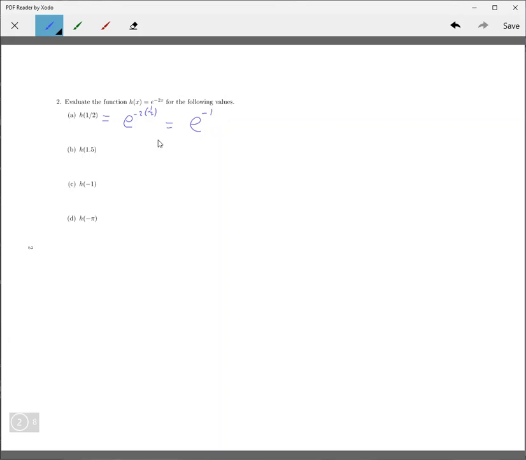Okay, and we're going to evaluate that in a minute. h of 1.5 would be e to the negative 2 times 1.5. What's 2 times 1.5? It's 3. So e to the negative 3. And then h of negative 1 would be e to the negative 2 times negative 1, that would be e to the positive 2. And h of negative pi would be e to the negative 2 times negative pi, that would be e to the 2 pi.